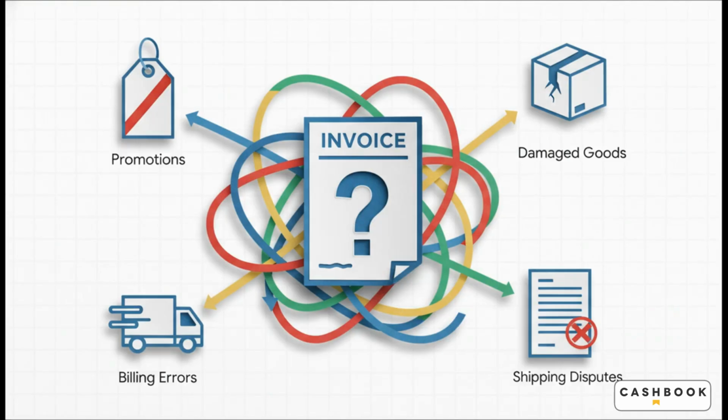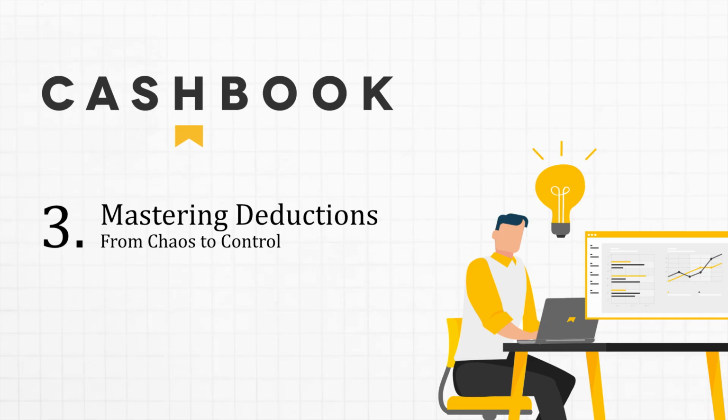Was it a promo discount they were supposed to get? Did something show up damaged? Was it a simple billing mistake? A shipping problem? Each one of these requires a totally different investigation, often across multiple departments. Trying to manage this manually is a complete nightmare. As seen with collections, the name of the game here is to move from that chaotic, manual detective work to a state of complete clarity and control.